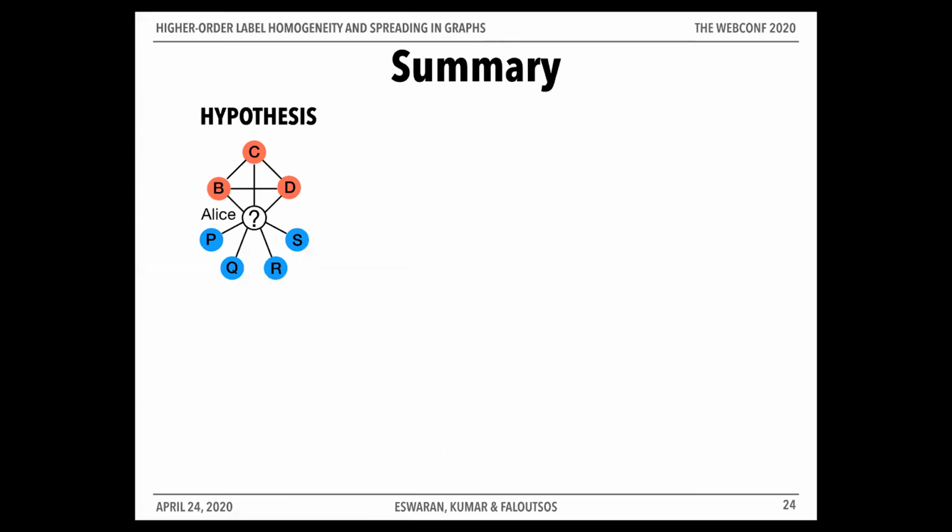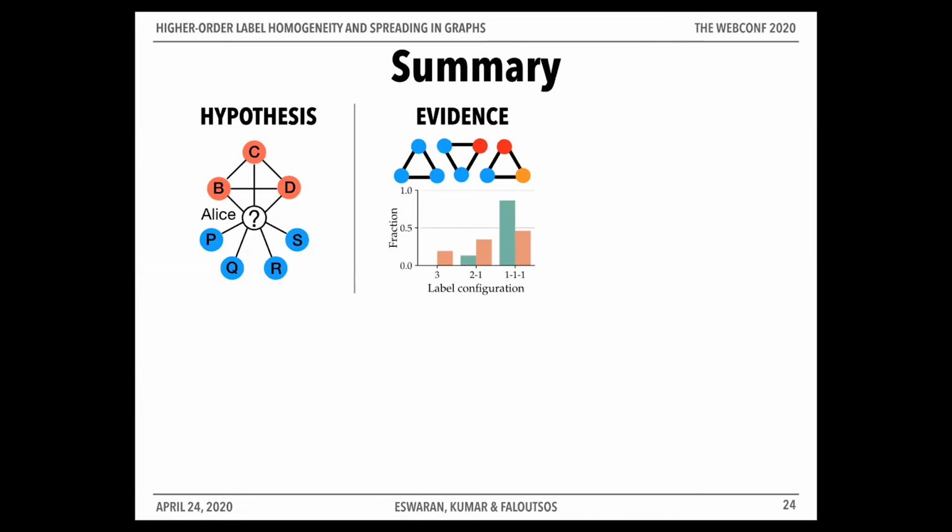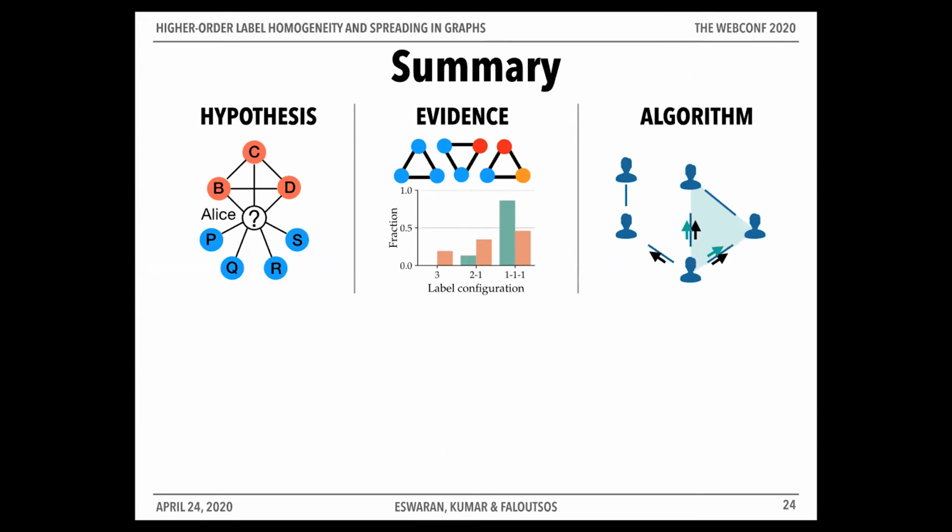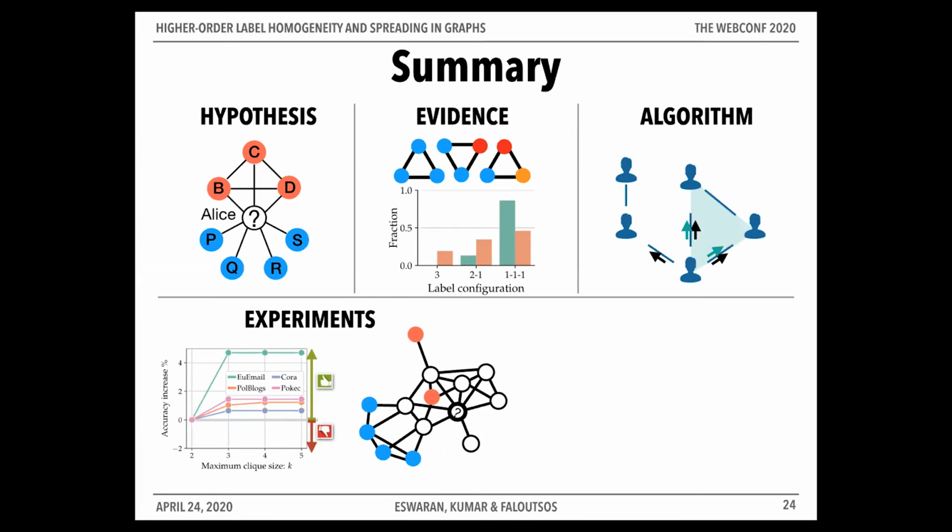To summarize this work, we started with the hypothesis that higher order structures carry important information, and hence they can be leveraged. We saw some evidence to show that they are indeed more homogeneous. We developed an algorithmic framework to incorporate higher order structures for label spreading. Experimentally, we were able to show that usage of higher order structures helps. And we saw some examples of specific cases where it helps as well.